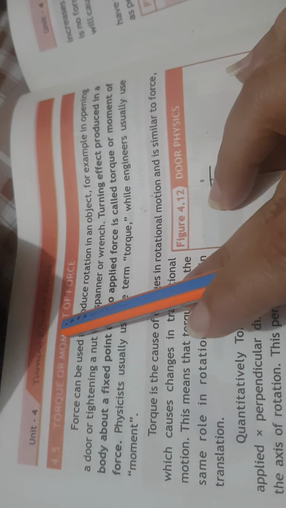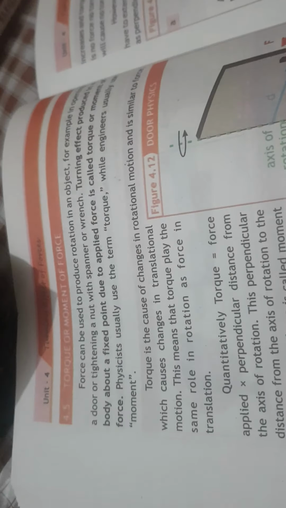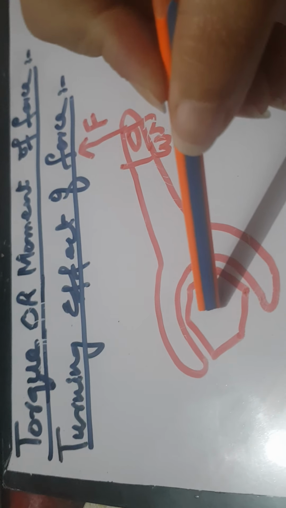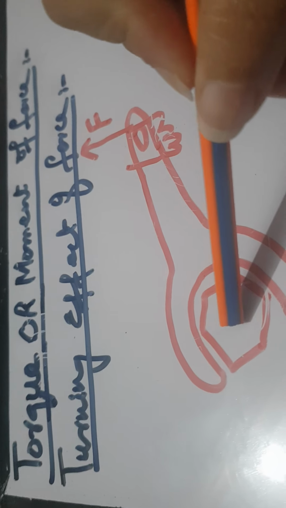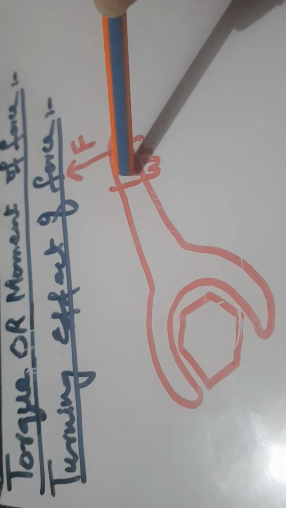For the engineers, they use the word moment of force. For us physicists, we just use the word torque. So what's actually this turning effect produced by the force, that is torque? Let us discuss here. In your daily life, you came across the example that if you want to tighten or open the nut with the spanner or the wrench, you have to apply a certain force from here at this point.